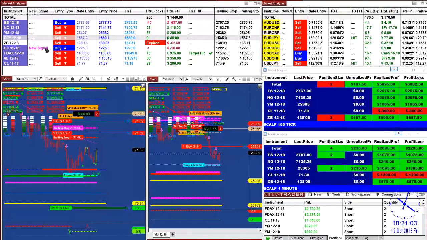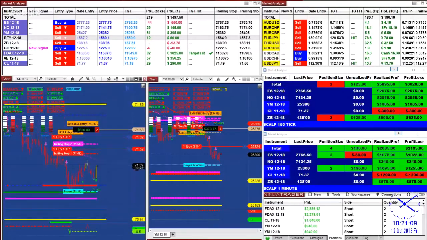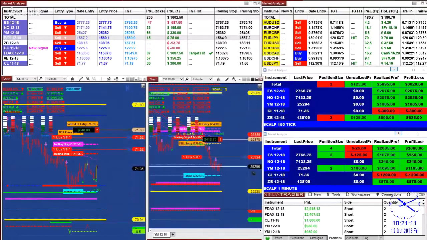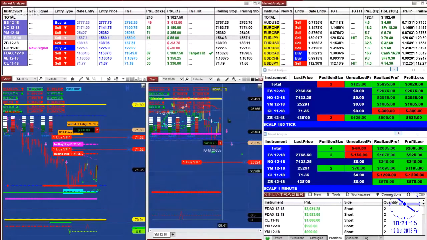We have a new signal again on the gold. It's playing yo-yo with us, the gold. The CL is over, folks. The CL is over. If you are on a CL trade, you need to start looking for an exit.